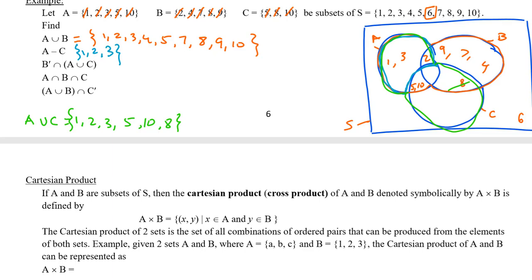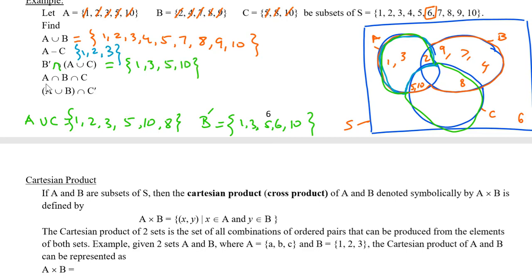B is 8. So for not (A or C) and not B, it will be everything but not in B, which is 1, 3, 5, 6, and 10. What is the intersection between A or C and not B? As we see, we have 5, 10, and 1, 3. So the answer is 1, 3, 5, and 10.